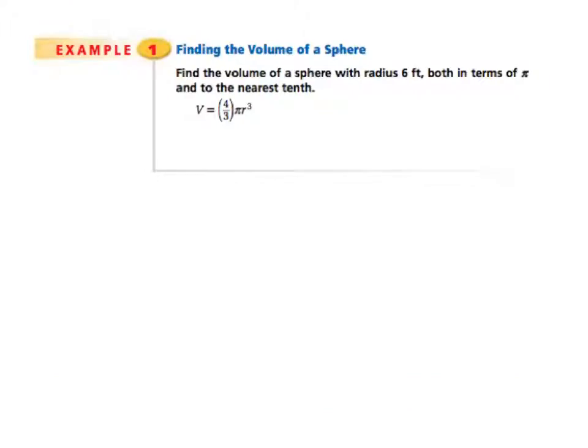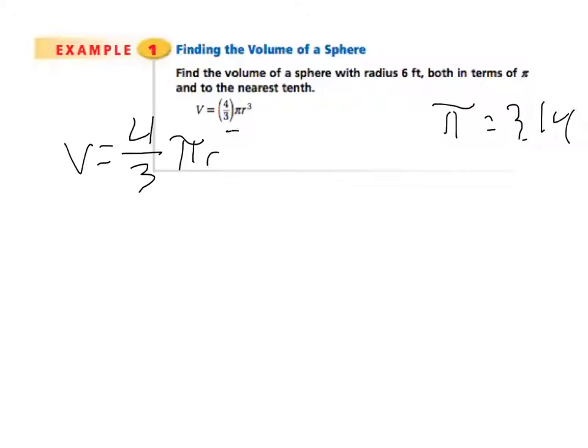For example, it says find the volume of a sphere with the radius of 6 in both in terms of pi and to the nearest 10th. So we need to find it in terms of pi, and then we also have to do it when pi is 3.14. So volume is equal to, and always rewrite the equation at the beginning, 4/3 pi r cubed.